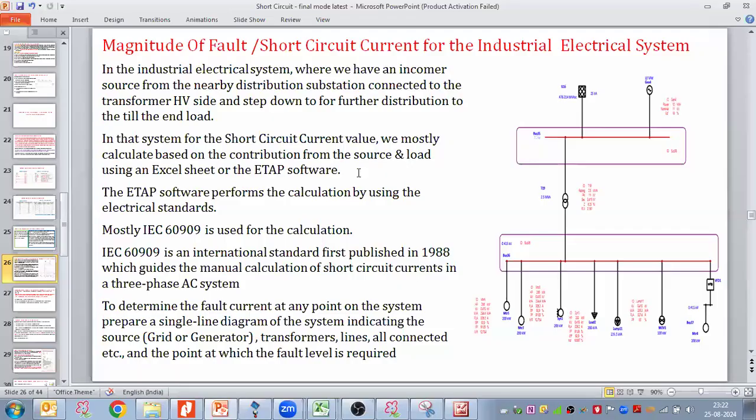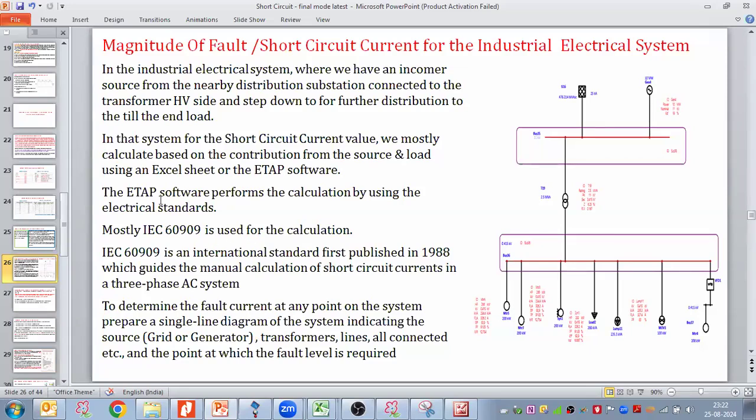And load contribution using an Excel sheet, manual calculations, or using the ETAP software. ETAP software performs the calculations by using the electrical standard. Mostly the IEC 60909 we refer to, like Indian standards. So mostly the 60909 is used.